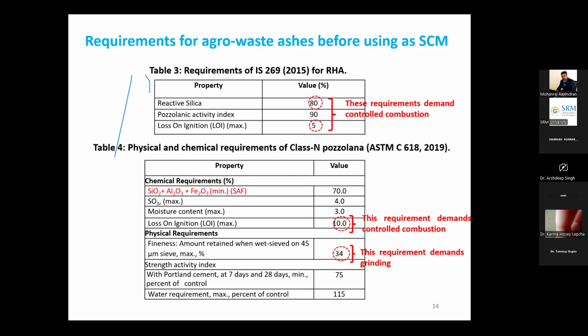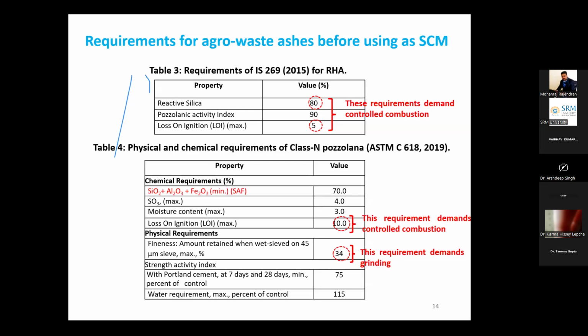So as per Indian code, if we see IS 269, 2015, the requirement of reactive silica in the rice husk ash is 80%, and pozzolanic activity index should be 90%, and loss on ignition should be limited to 5% only. So these requirements demand controlled combustion of rice husk in the industry. Then only reactive silica of this much high amount, 80%, will be generated, or loss on ignition of this small value, that is 5%, will be achieved if controlled combustion of rice husk is done in the industry. Otherwise, it is difficult to achieve.